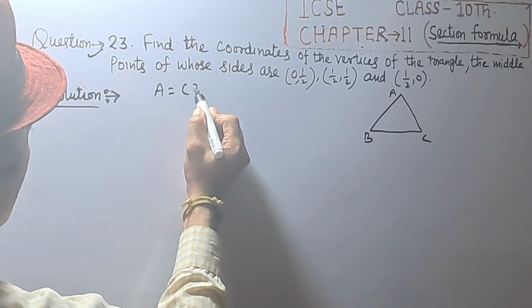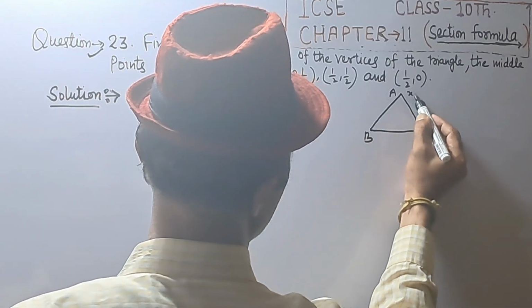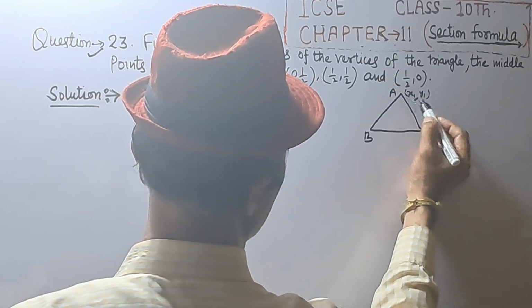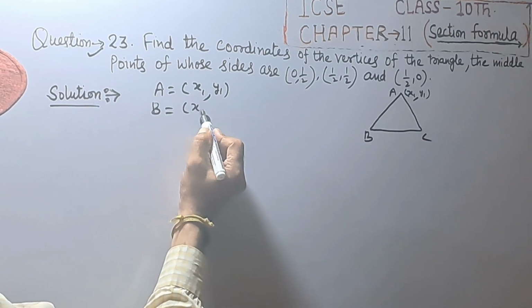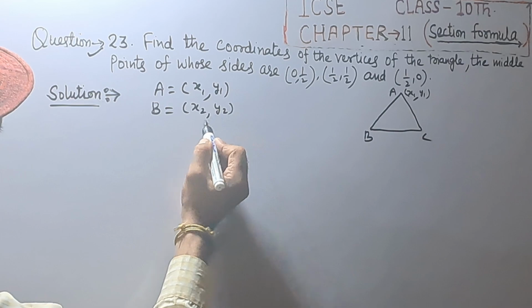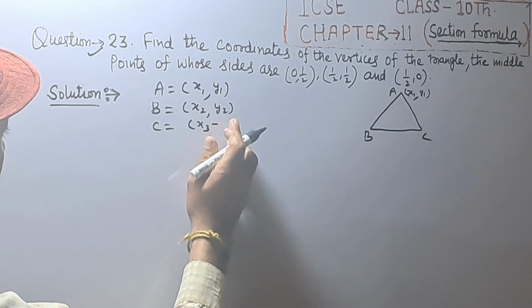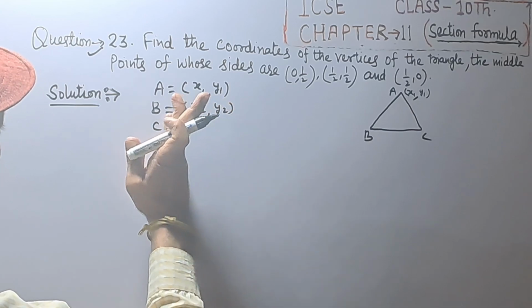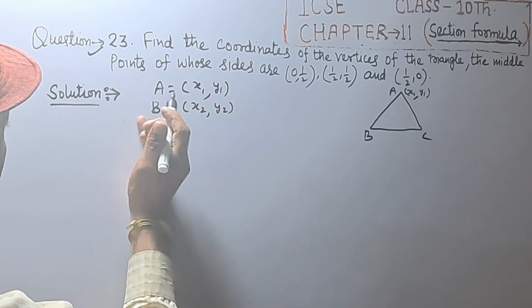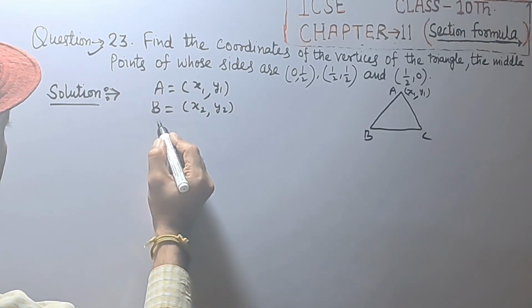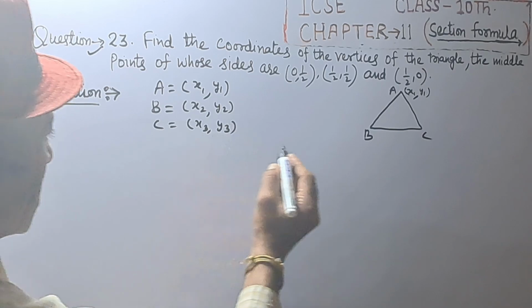A is equal to (x1, y1), B is equal to (x2, y2), and C is equal to (x3, y3).